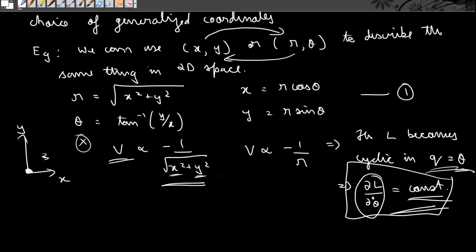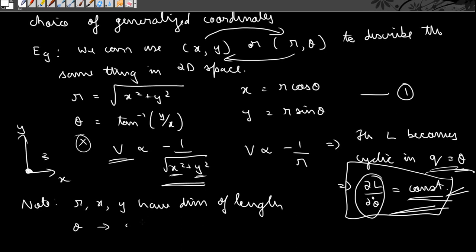So if we transform our problem described by some set of coordinates to some other set of coordinates where we have some kind of cyclic dependence, which means that for some of the coordinates the Lagrangian doesn't depend on them explicitly, then it simplifies our problem to a large extent. Now note that r, x, y have dimensions of length, whereas theta doesn't.